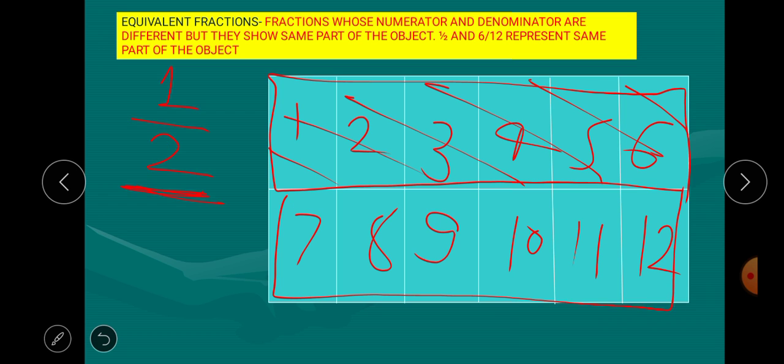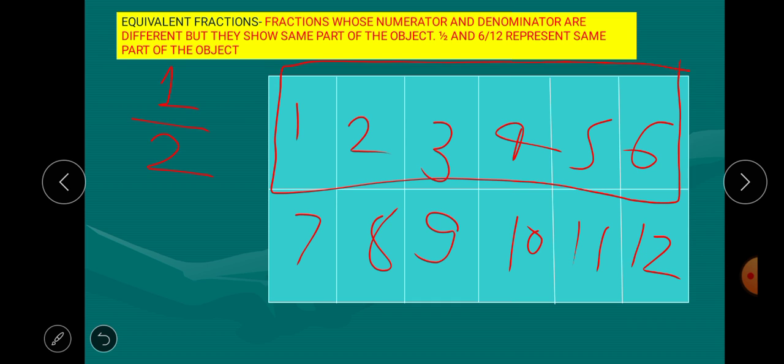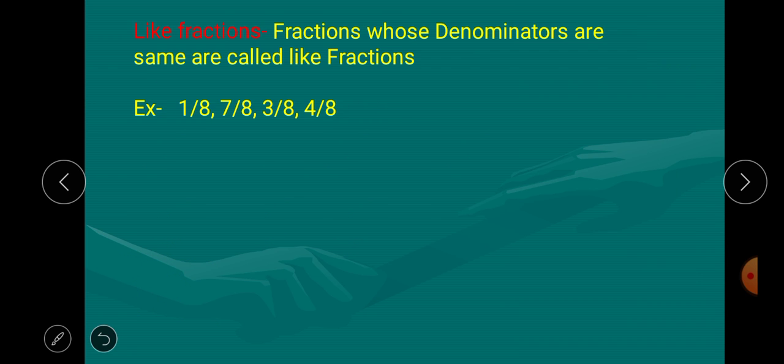Now again, when we see for 6 by 12, as you can see here that 12 parts are done, and out of these 12 parts we have to take 6 parts. So again we can take 6 parts in this way. So as you can see that 1 by 2 and 6 by 12 both are representing the same part of the object. This is called simple equivalent fraction.